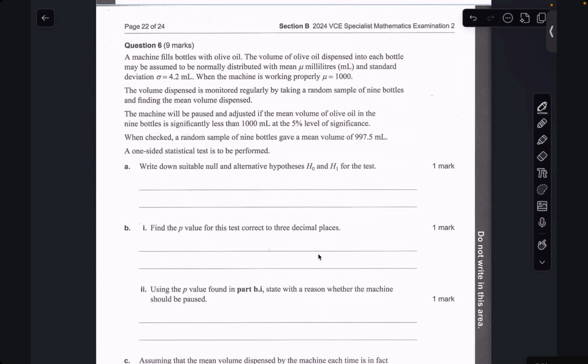When checked, a random sample of 9 bottles gave a mean of 997.5. A one-sided statistical test is to be performed. Write down a suitable null and alternative hypothesis. So the null hypothesis is that the mean is equal to 1000. And the alternative hypothesis is that the mean is less than 1000.